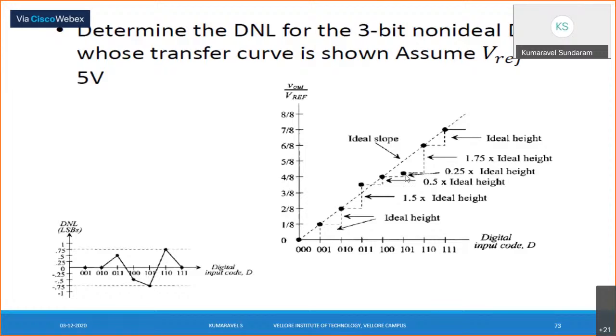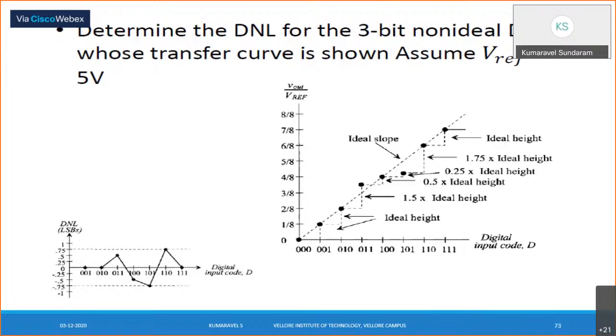Similarly, for 101, the actual height is only 0.25, and the ideal height should be 1 LSB. So 0.25 minus 1 is going to be minus 0.75. So for 101, it is minus 0.75 LSB. Similarly, for 110, the actual height is 1.75 and the ideal height is 1 LSB, so it is 0.75. So that is the DNL curve.